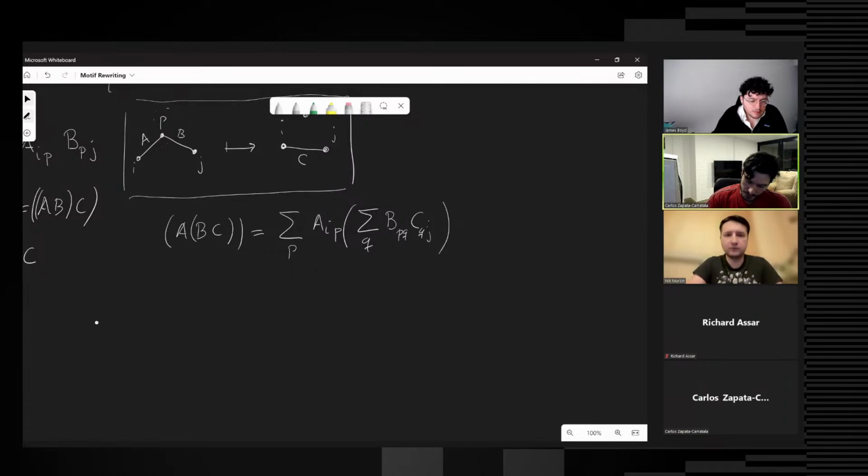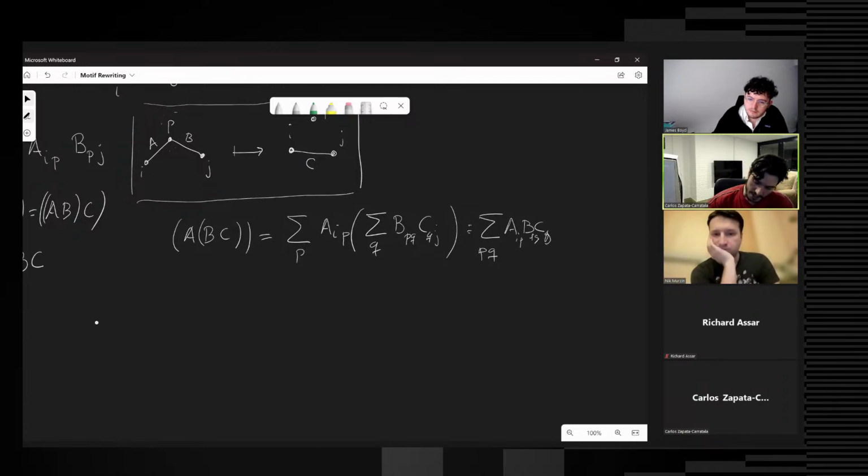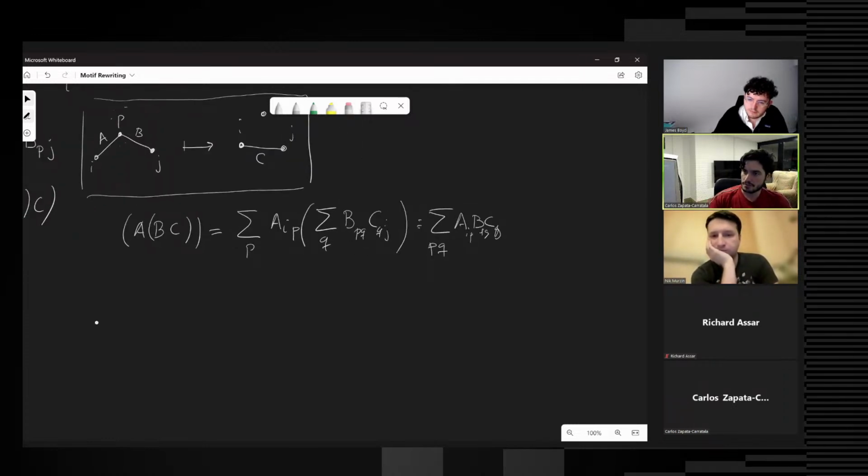So this formula, you can distribute everything, and you find that this is just sum over P and Q of ABC, right? With the right indices, A_PQ, QJ. That's not important, there's some mess there. The point is that it's one single value, and it evaluates to the same thing when we have the other way around, A, B, and C.